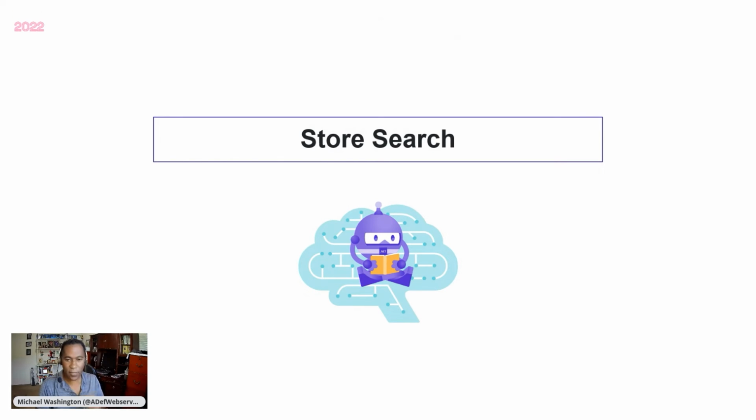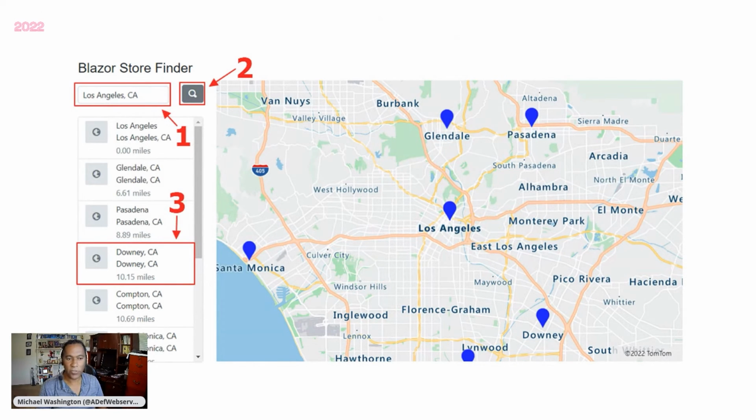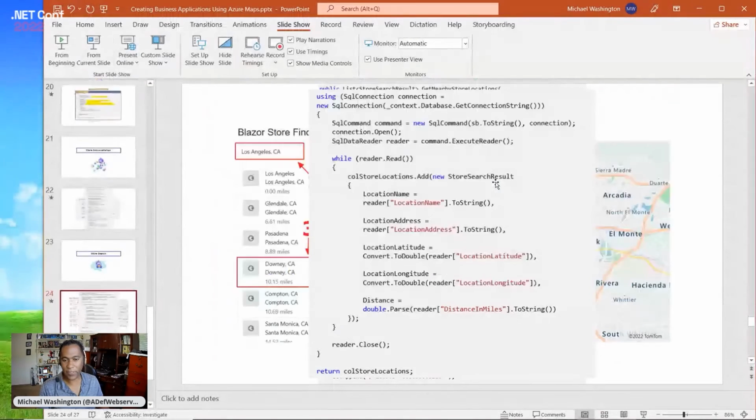Now, let's look at what happens when a person does their search. So a person, of course, puts in an address, they click the search button, and then the store locations that are near that location will then show up, as well as you'll see these little markers will also appear on the map. So how is this done?